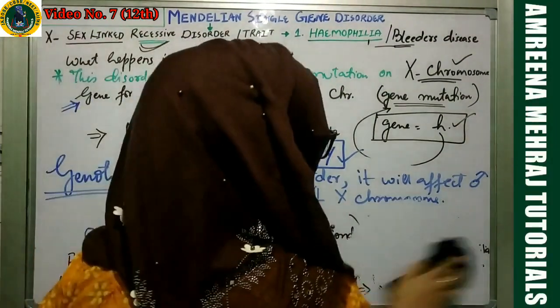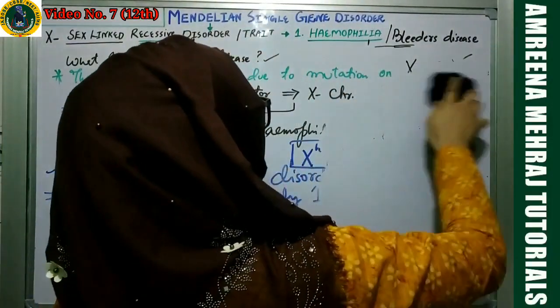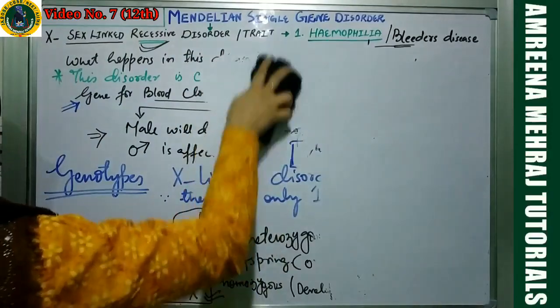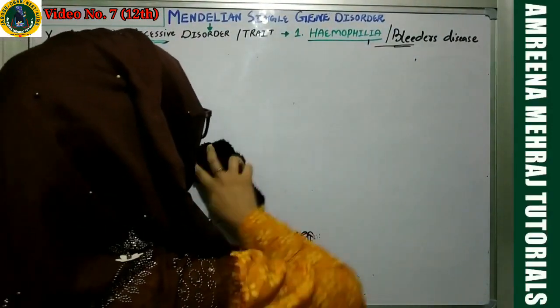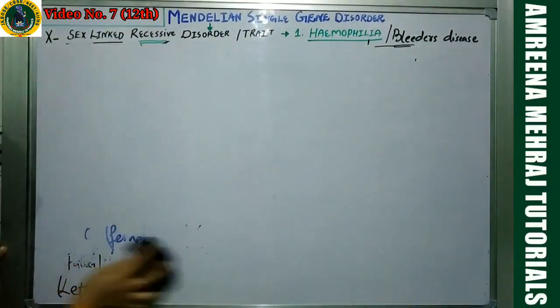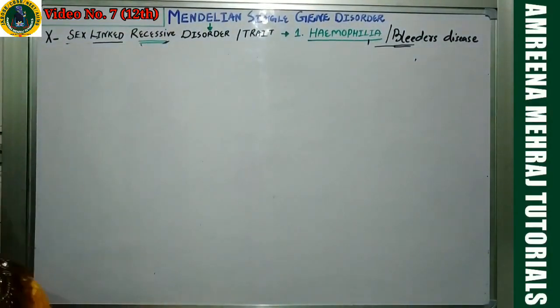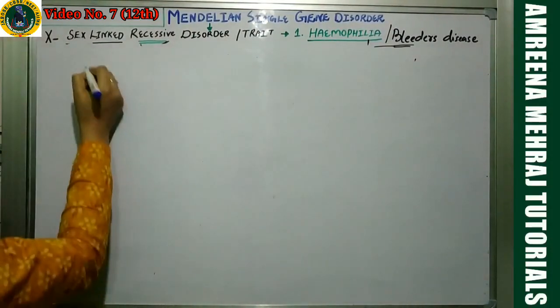So I have to rub off this board. Let me give you a quick idea once again. This is very easy, but as far as being capable of solving the numericals, you need to have in-depth knowledge. Only then can you solve the pedigrees and all, okay? So let us put it in a nutshell.